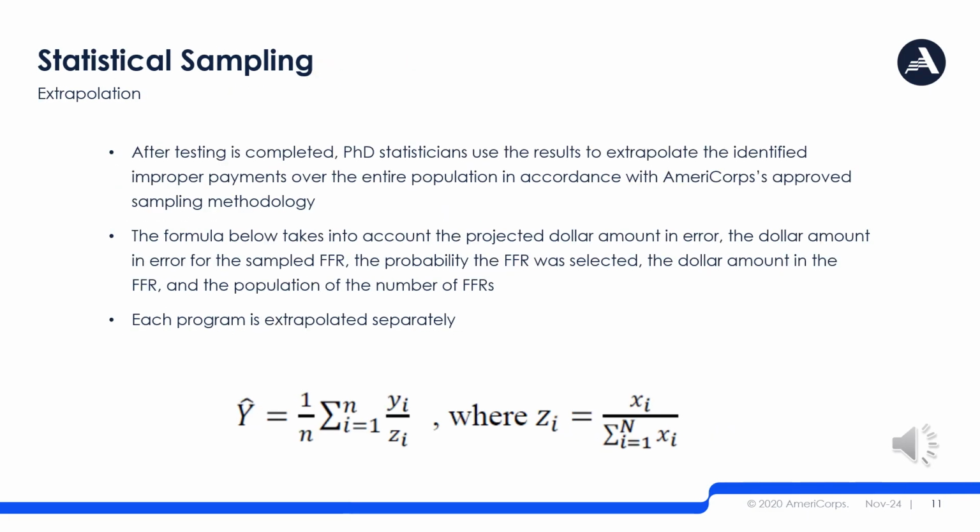After testing is completed, we provide the testing results to our stats team. They extrapolate the identified improper payments over the entire program population per our approved sampling methodology. The extrapolation, just like the FFR selection process, is program specific. Each program will have its own improper payment rate that is reported to the Office of Management and Budget. For those interested, we have included the formula that our stats team utilizes to conduct their extrapolation. The formula includes the projected dollar amount in error, the dollar amount in error for the sample FFR, the probability of selecting the FFR, as well as the dollar amount of the FFR and FFR population.